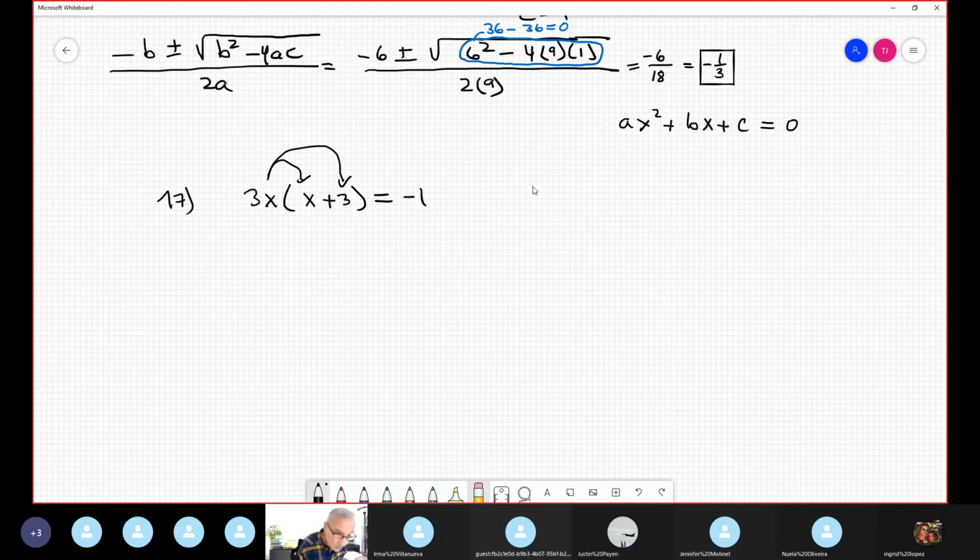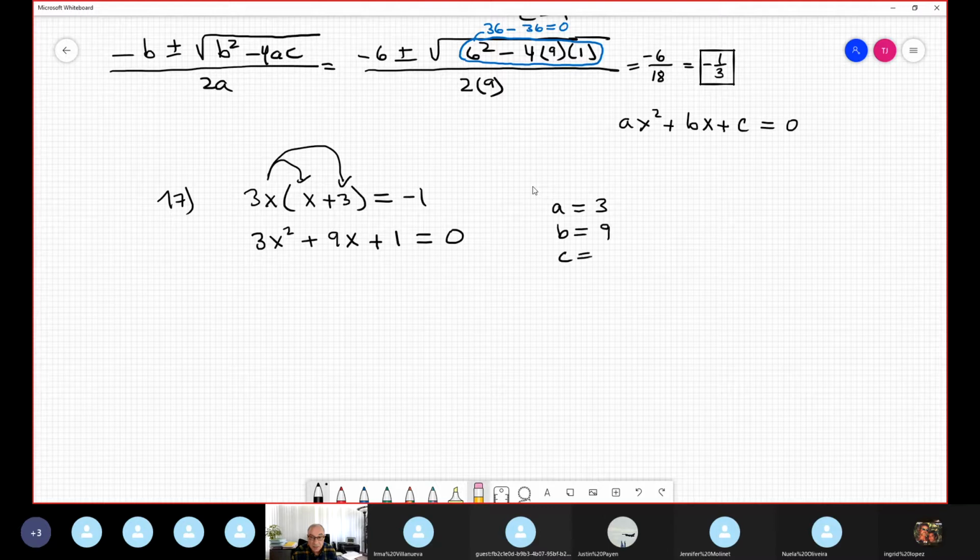Okay. You apply the distributive property in order to remove the parentheses. We have 3x squared plus 9x plus 1 equal to 0. Ready. This is the standard form. Do you see that? So don't expect that we always have the elegant equation. We manipulate a little bit. You put it in standard form, and now we are ready to determine who is a, that is 3, b, that is 9, and c, that is 1. And you apply the famous formula, minus b plus or minus square root of b squared minus 4ac, divided by 2a.